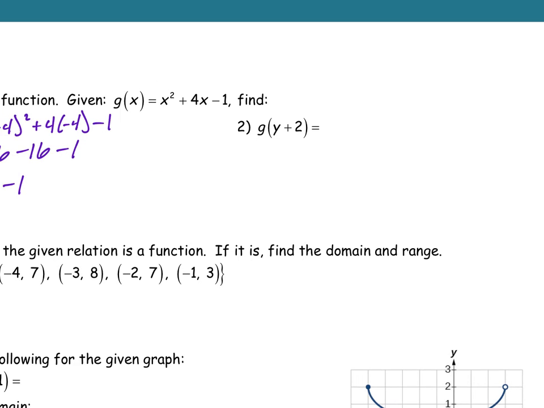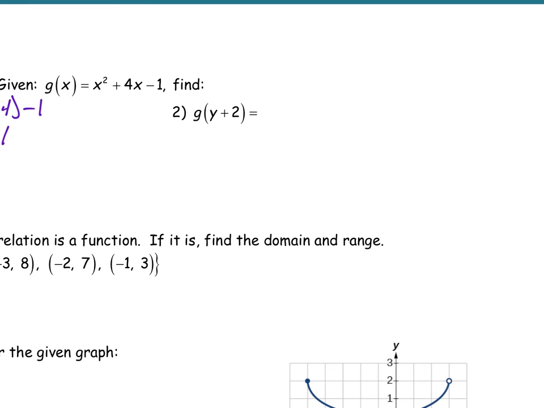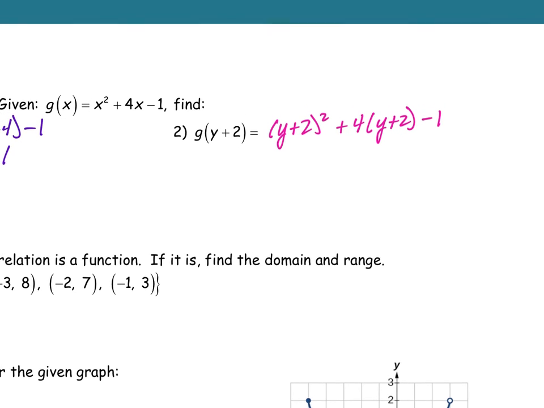Okay, number 2, what am I replacing x with? So that gives me y plus 2 squared plus 4 times y plus 2 minus 1. Who can tell me what y plus 2 squared is? I'm sorry? Okay. Close. There's one more part.